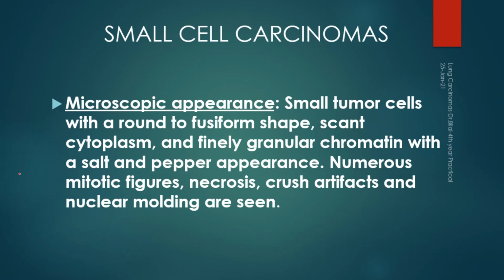Now, small cell carcinomas, as the name indicates, are generally smaller. They're small tumor cells, but they can be a bit large. They can be round to oval in shape, but they generally have a scant cytoplasm. And one thing very important with respect to scenarios in real life is that in the reports you may find that they have a salt and pepper chromatin. Granular chromatin that looks like salt and pepper. Then there are many mitotic figures. Usually it's a high-grade tumor, then there are areas of necrosis, areas of crush artifact, and nuclear molding as well.